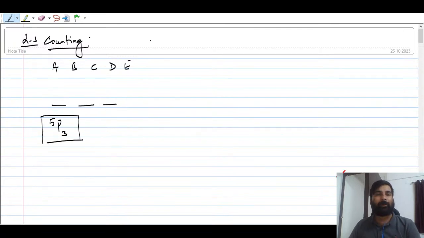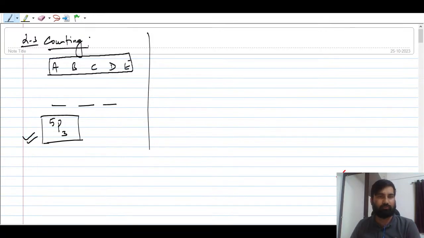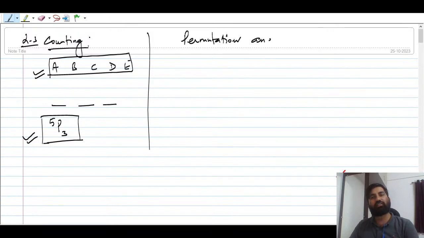If you want to arrange, that is called permutation. But if you only want to select, that is called selection, or combination. In this session we will talk about permutation and combination, and based on this we will also solve some questions.